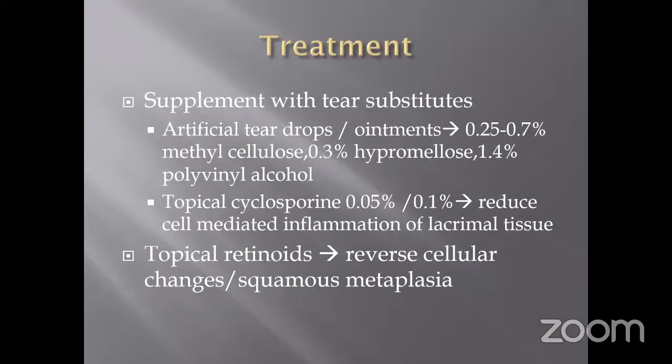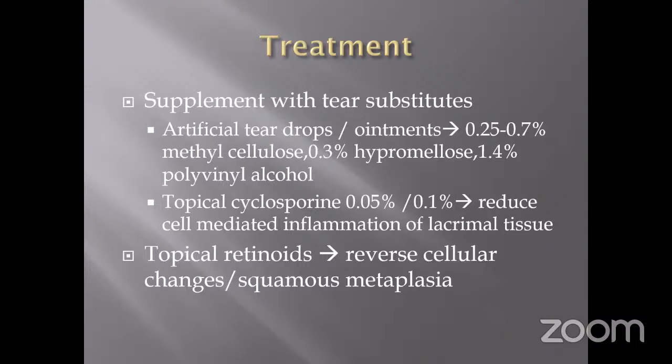So what is the treatment? The treatment is actually, it is mainly a deficiency of the tear film. So how we treat is we supplement with tear substitutes. We have artificial tear drops as well as ointments. Mainly we have methyl cellulose, hypromellose, polyvinyl alcohol type, or in conditions when there is a cell-mediated inflammation of the lacrimal tissue, when the artificial teardrops are not working, in order to reduce the cell-mediated inflammation, we give topical cyclosporin in a low dose, 0.05% or 0.1%.